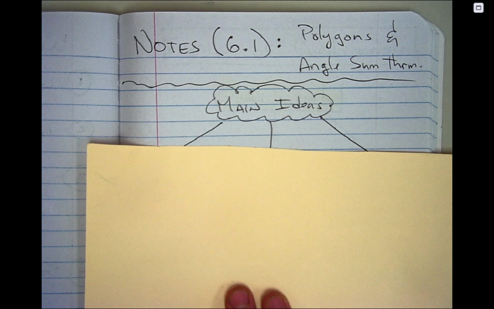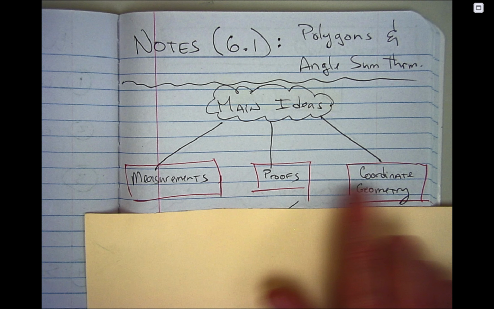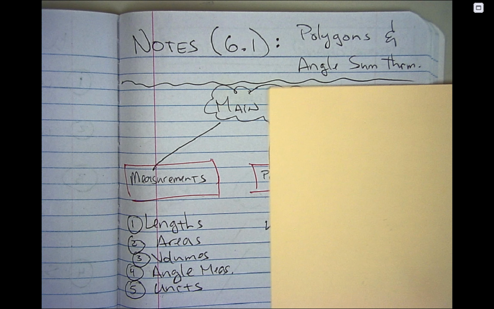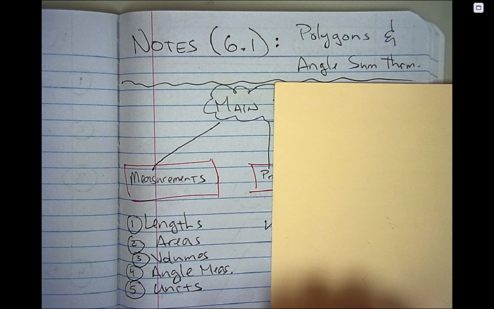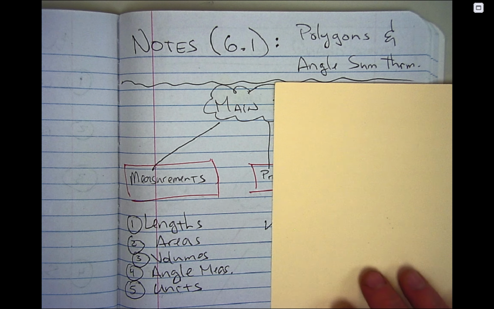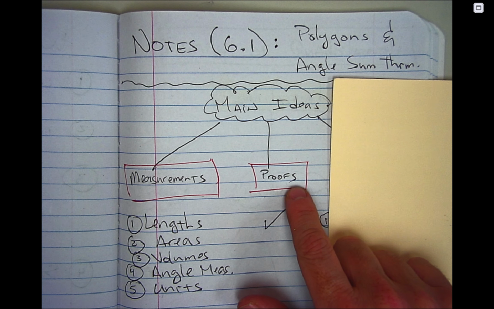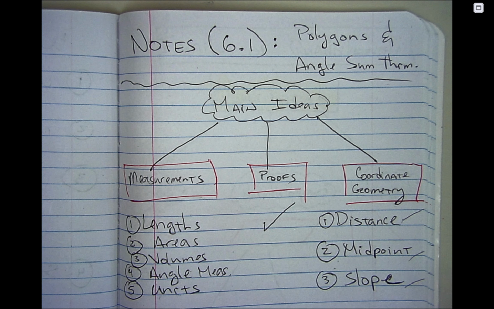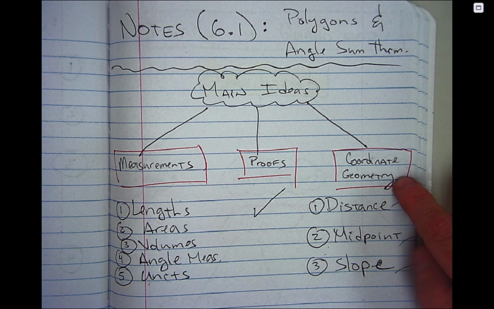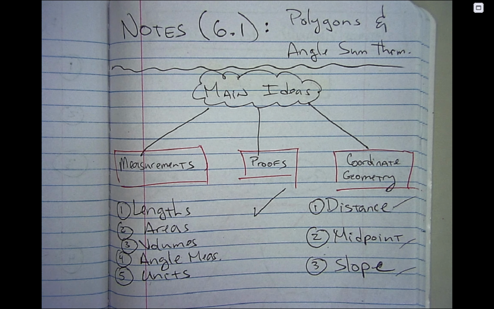What are we going to be looking at? We're going to be looking at three things: measurements, proofs, and coordinate geometry. As far as measurements are concerned, we're looking at lengths, areas, volumes, angle measurements, and units. We still have proofs. The majority of the proofs are going to be around proving whether a quadrilateral is in fact a parallelogram. And some of the usual suspects here in coordinate geometry: the distance formula, midpoint formula, and calculating slope. Nothing new there, stuff that you already know.